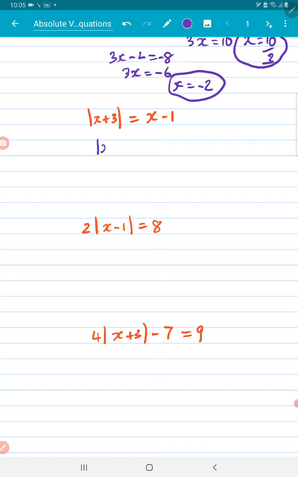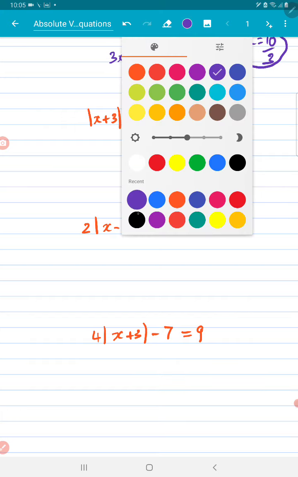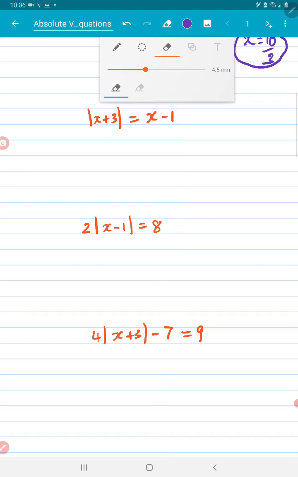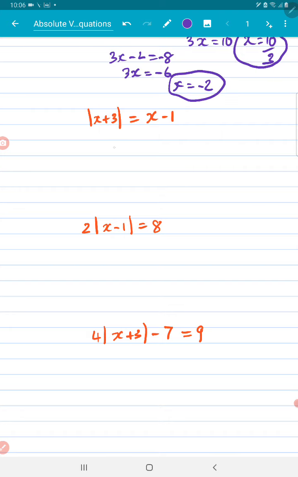So we've got absolute x plus 3 would equal the positive case, but we don't need the bracket, so let's get rid of that. So x plus 3 equals the positive case of this, which is just simply x minus 1. So in this case, you'll get the x cancelling, and you'll end up with 3 equals -1. Well, that makes no sense. So this part has no solution.